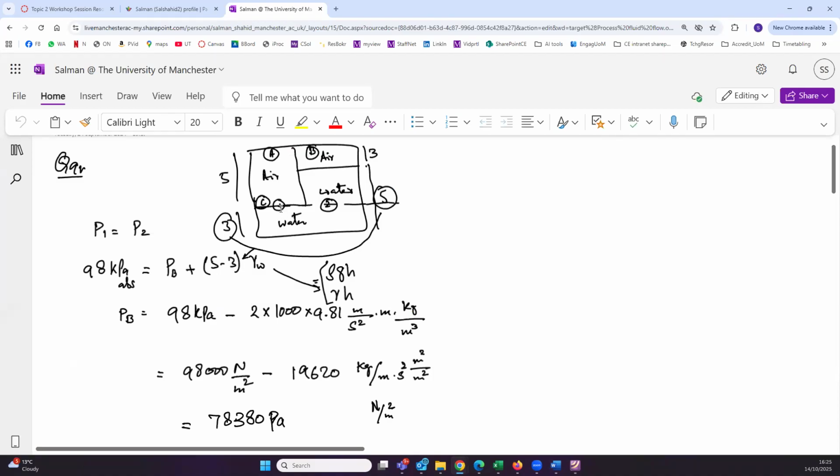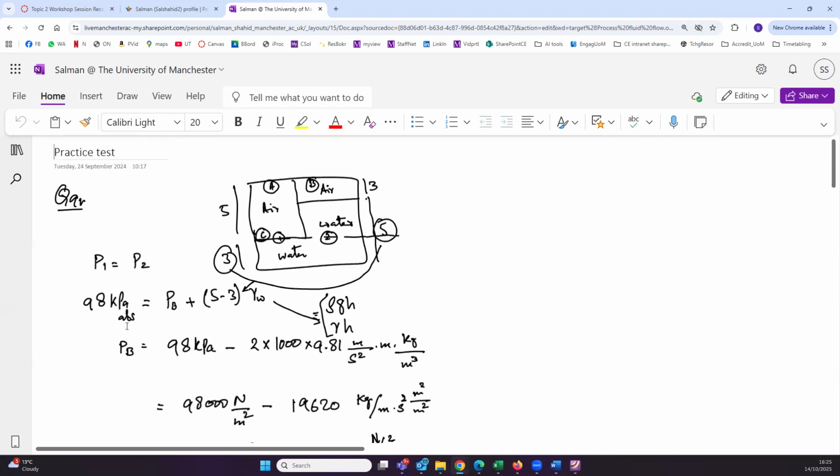So again, you mark this. Can you guys see my screen? I am sharing. Yes. Okay, so point 1 and point 2, that is again an imaginary point on the same elevation. And we already know that the pressure at point 1 is 98 kilopascal, absolute. Okay. Please do pay attention that this is absolute pressure now.